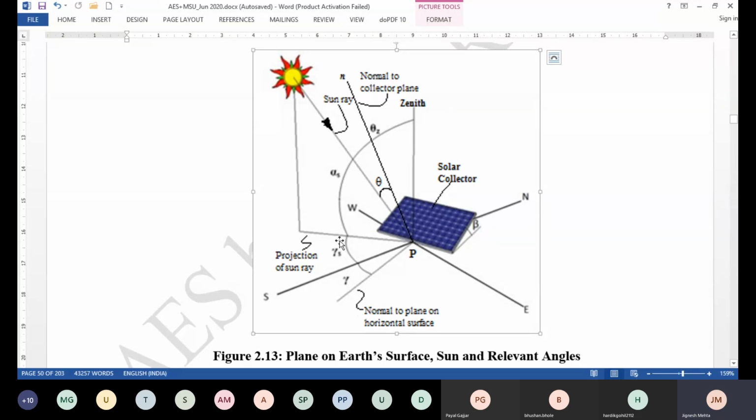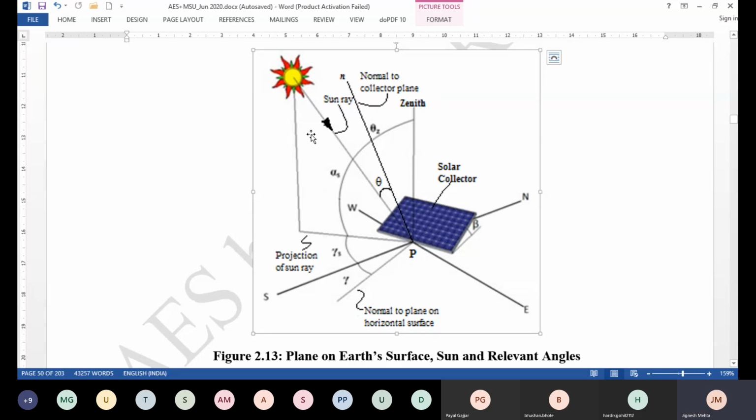So this must be afternoon, right? You can tell this based on the angle made by this line with the south direction, whether it is on the western side or whether it is on the eastern side. And when it is on the western side, we take it negative, and when it is on the eastern side, we take it positive. So gamma s is the angle made by the projection of the sun ray on the horizontal plane with the south direction. So that's another angle that has been defined now.